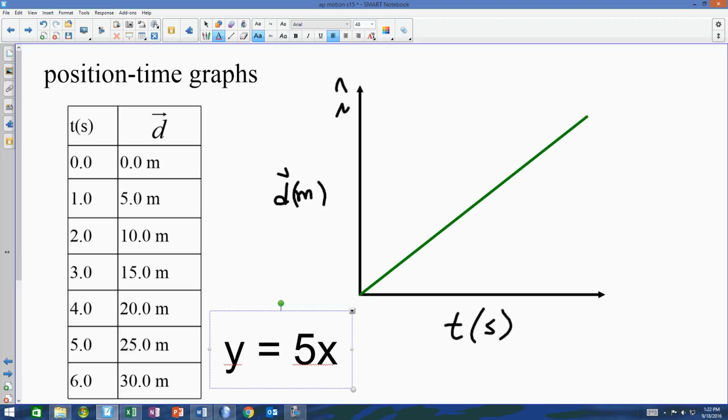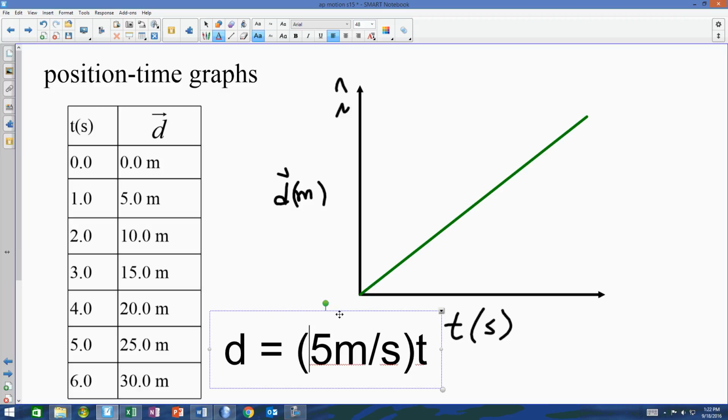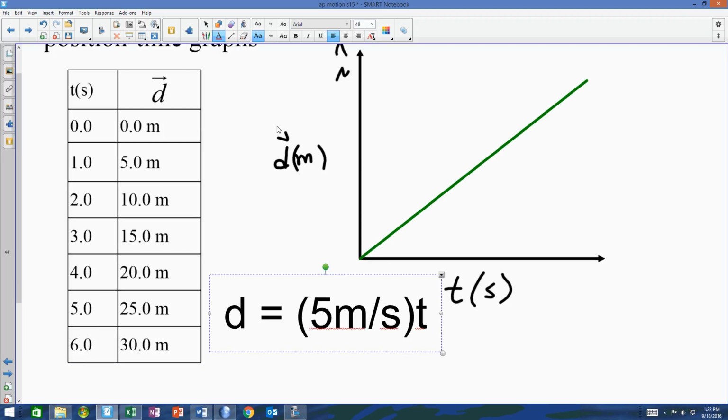Okay, so with an equation y equals 5x, we're going to have to change that around a bit. Let me show you how to do that. First off, what did we plot on the y-axis? That's right, we plotted d, the displacement. What did we plot on the x-axis? T, the time. Now we need the units of our slope. That's just going to be the units of the rise divided by the units of the run, and that's going to be meters per second. I'm going to put that whole thing in parentheses so that I know that that's one quantity. Okay, so there's my equation.